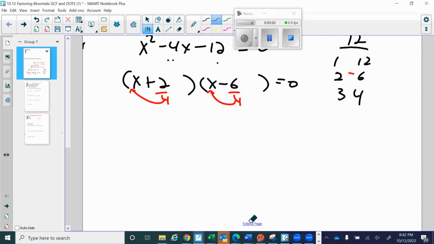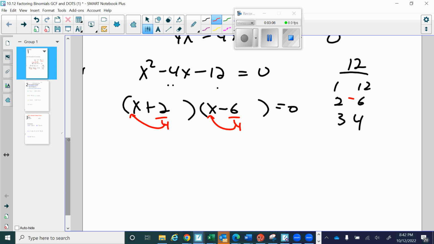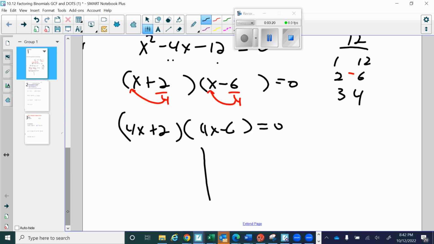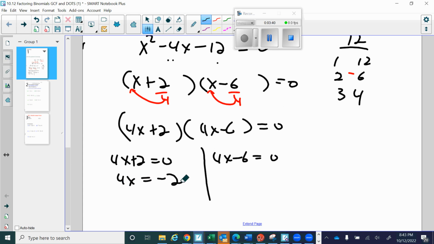And then we said each factor, this is where a lot of kids struggle too. You've got to set each factor to 0. 4x plus 2 equal to 0, and 4x minus 6 equal to 0. All right. And then solve for x. Minus 2 on both sides gives me 4x is equal to negative 2. Divide by 4 now. x is equal to negative 2 over 4, which is just negative 1/2. Other side, I'm going to add 6 to both sides. That gives me 4x is equal to 6. Divide by 4 now. That gives me x equal to 6 over 4, which is just 3 over 2. All right, so those are your factors right here.